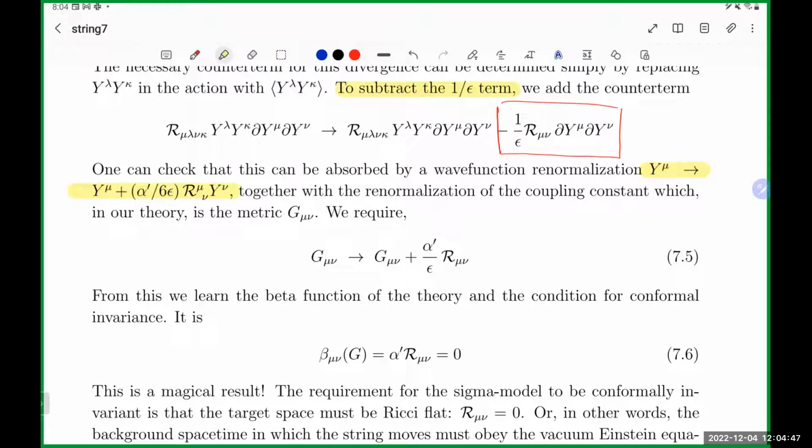Exactly. That's the requirement for that beta function. Dim-reg does not have logs. Basically, all the logs in dim-reg are just like one over epsilons. Exactly. And that's it.